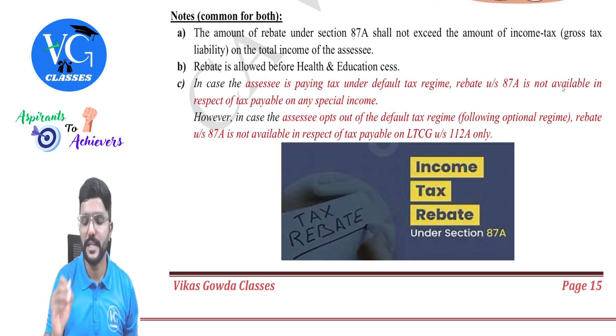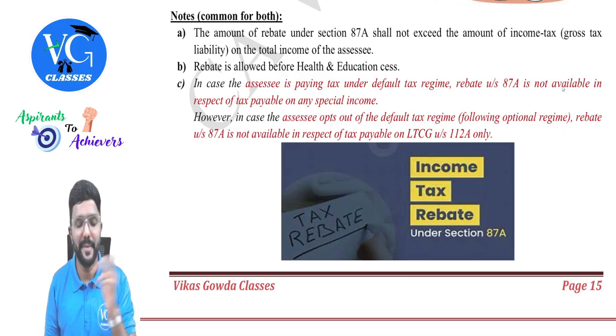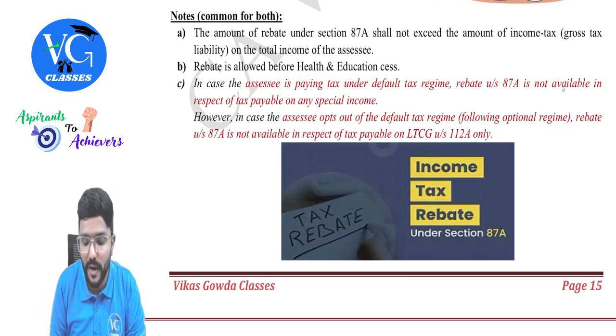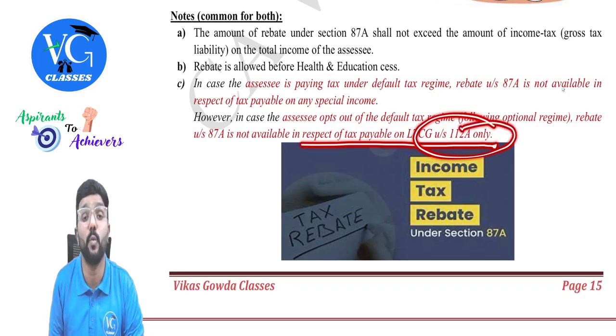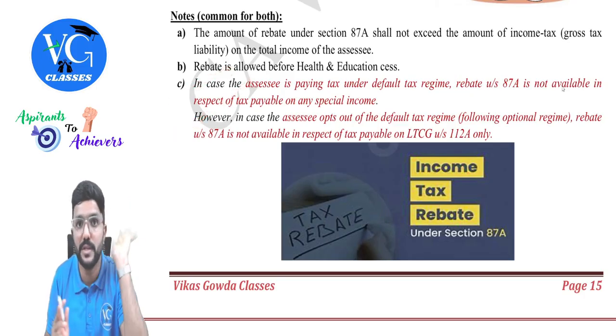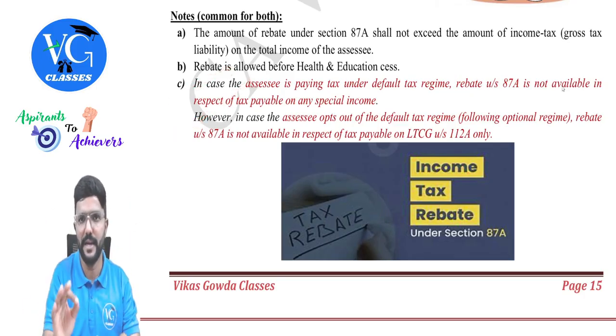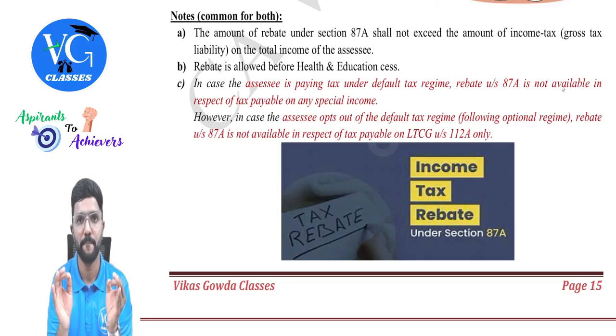Whereas if the assessee is opting out of default scheme, that means he is following optional scheme, rebate under Section 87A is not available in respect of tax payable on long-term capital gain under Section 112A only. Please be careful. There is a difference between both of these. I will also explain this with an illustration. Don't worry, but pay attention here.